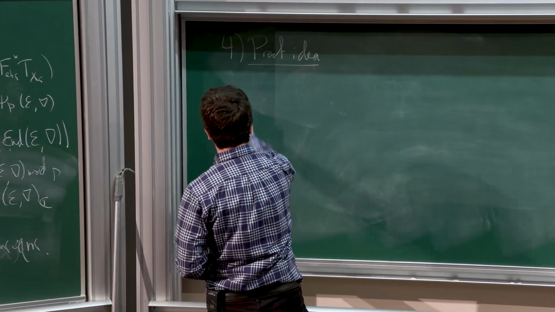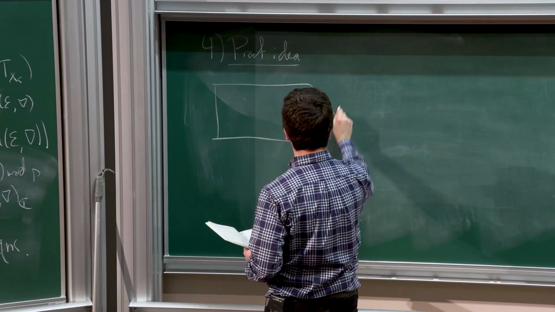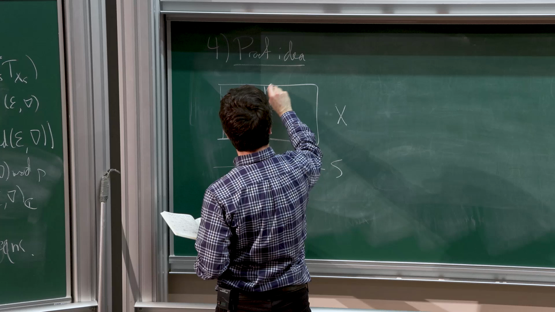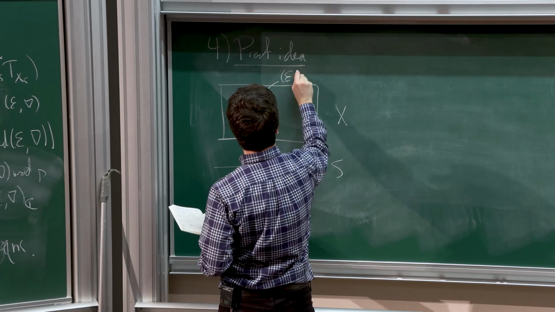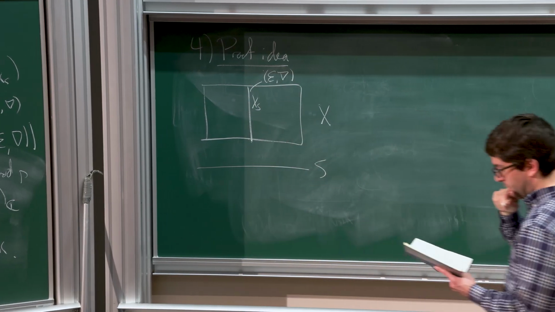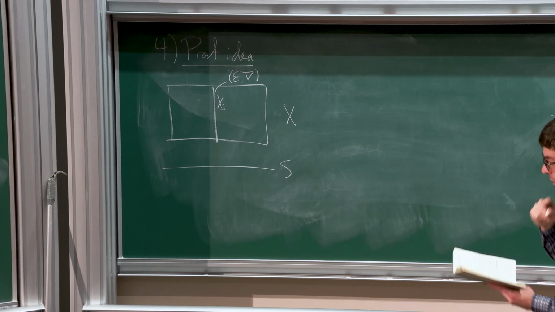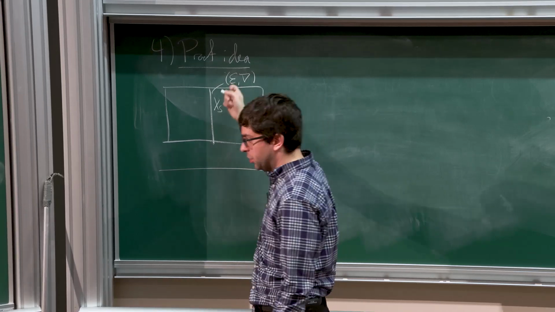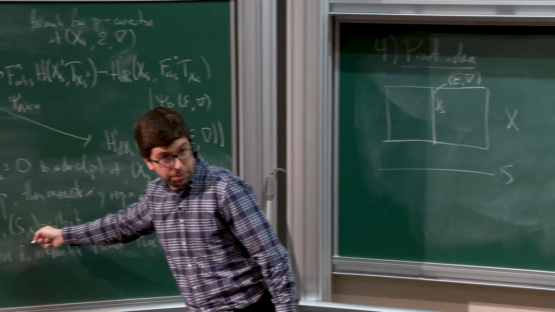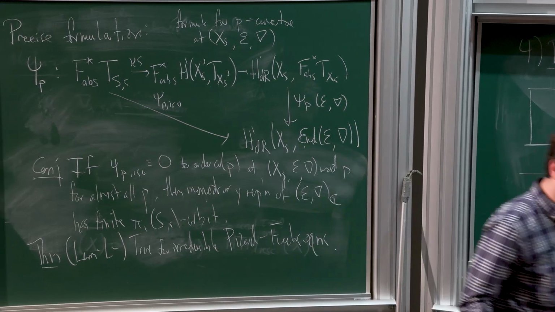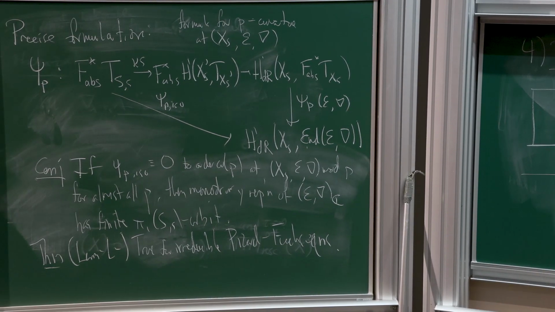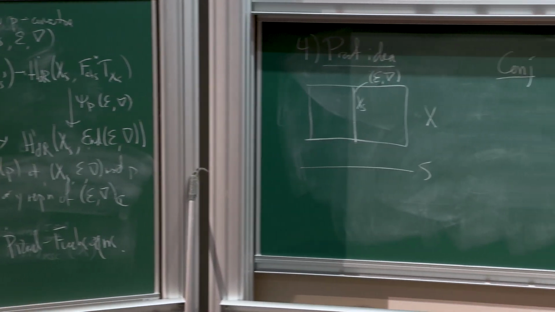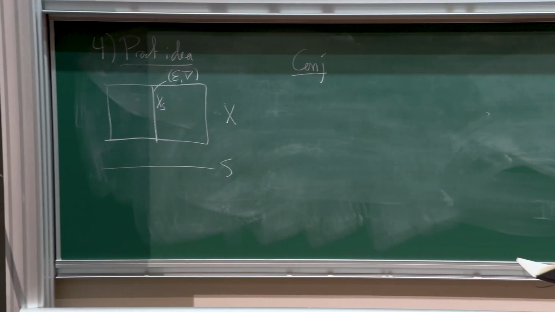So let me draw a picture. So here's X, here's S. Here's the fiber of this map, and then on this fiber we have a flat bundle (E, ∇). What we need is a criterion for the monodromy representation of this to have finite orbit under π1 of the base. And so I want to explain a conjecture which gives you such a criterion, and then explain how we prove that conjecture in this Picard-Fuchs case.